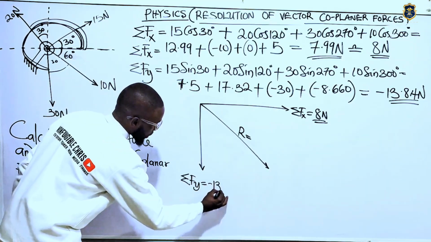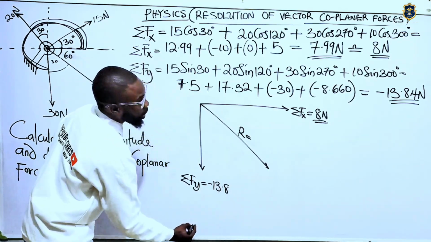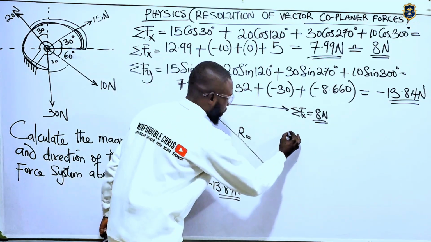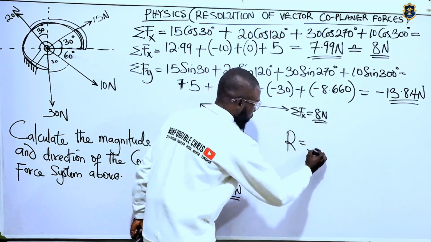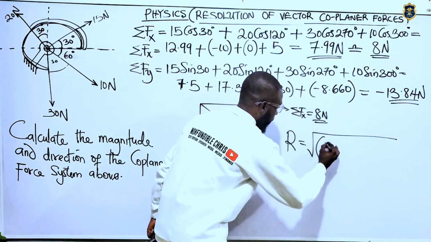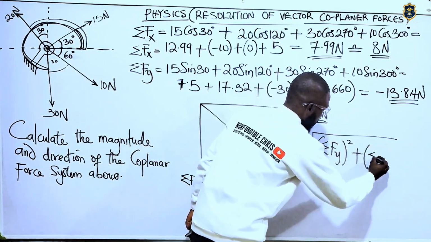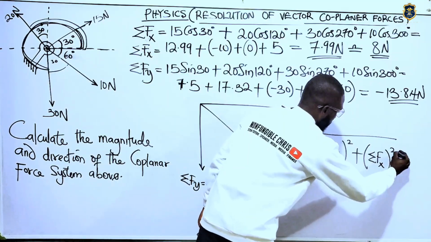We got minus 13.84 Newton. All right, so let's get our resultant. You know that our resultant is the square root of what? ΣFy all squared plus what? ΣFx all squared.